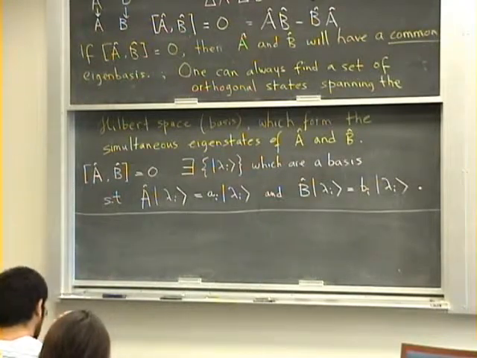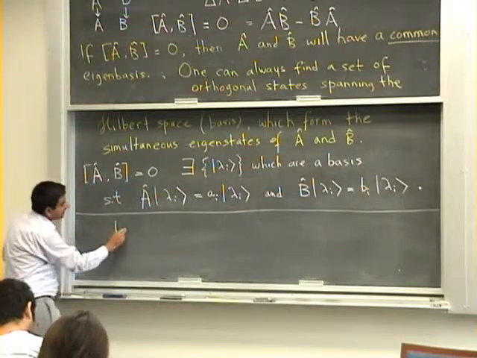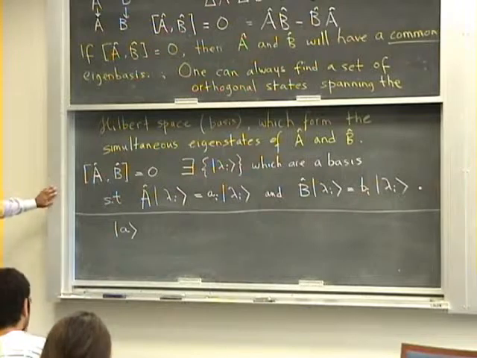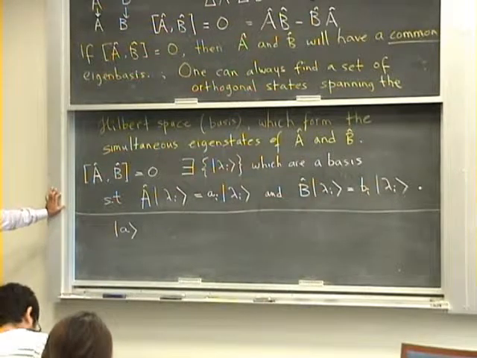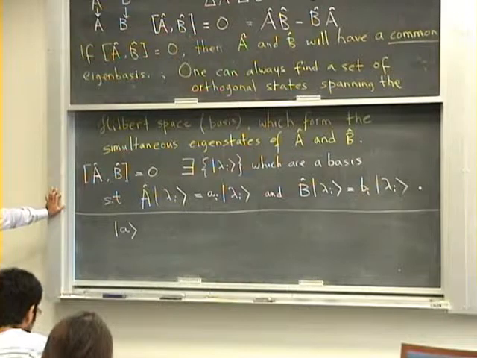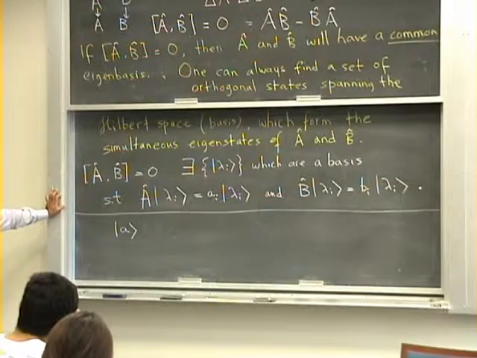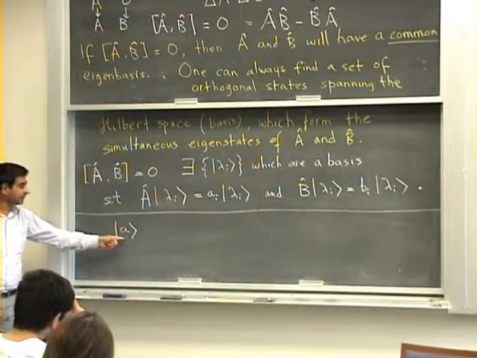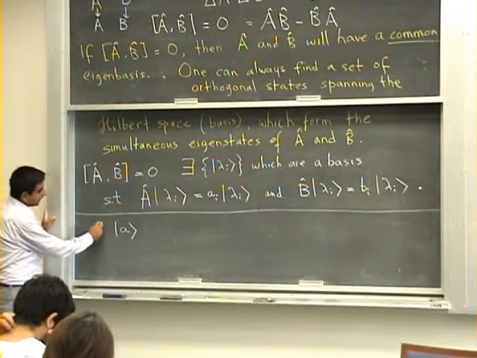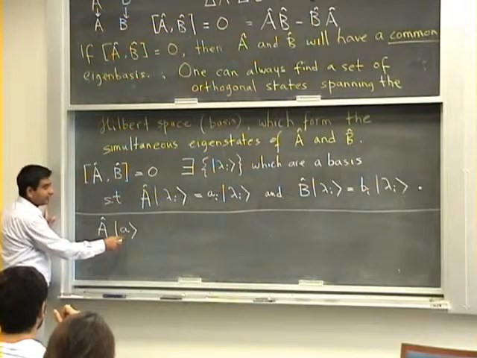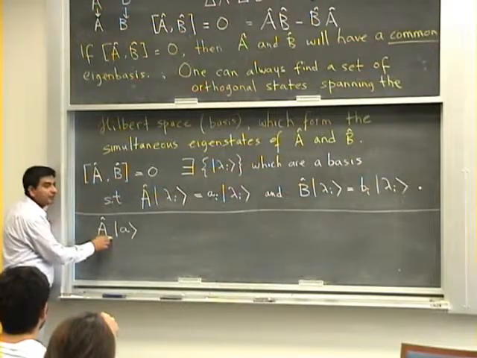Right? Suppose I have a set of states labeled as A. They form a basis for this Hilbert space. Just like if you have a two-dimensional Hilbert space, ket H and ket V form a basis. Alpha, beta form a basis. When we talk about a spin half system, ket plus Z and ket minus Z form a basis. So suppose we have a set of states labeled by ket A. Now the operator A acts on this state. Suppose this state is also an eigenstate of A.